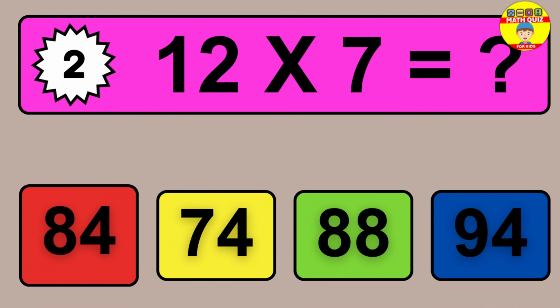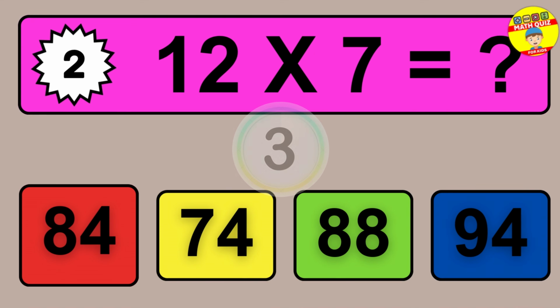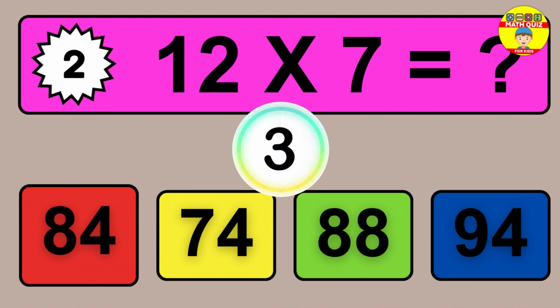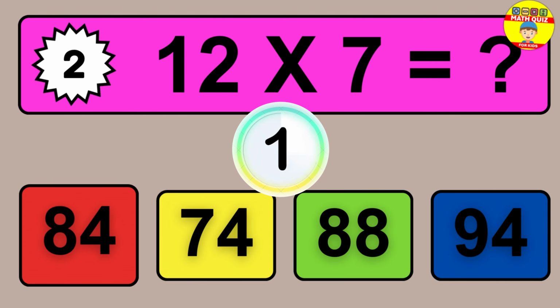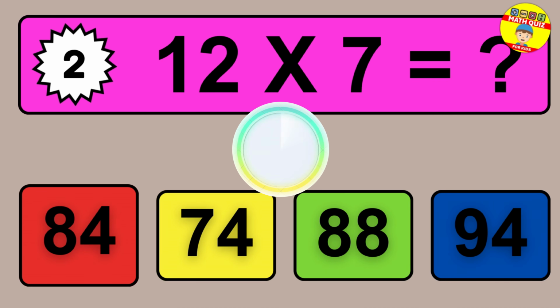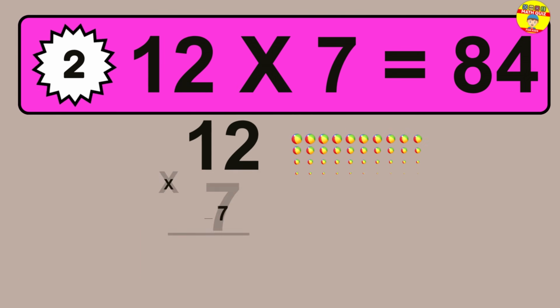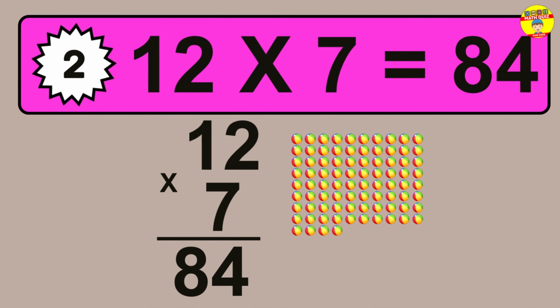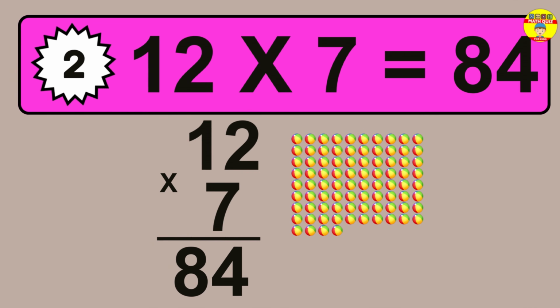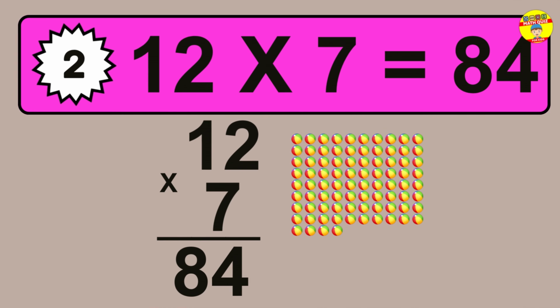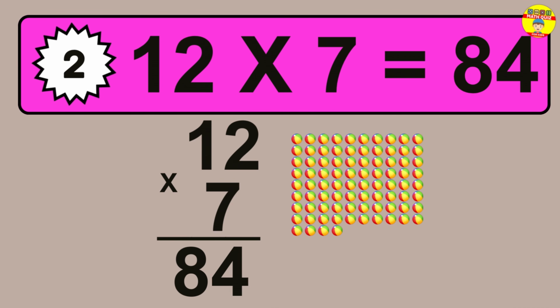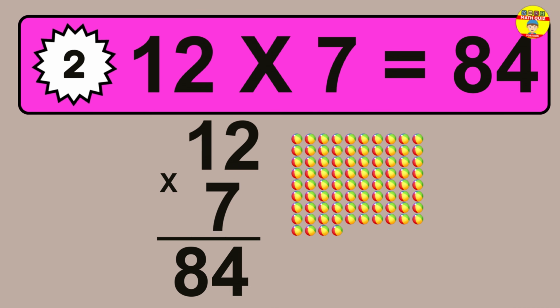Question 2. 12 times 7 equals what? So, the answer is 12 times 7 is 84. To calculate, we have 12 groups with 7 balls each one. So, how many balls do we have? 84 balls.